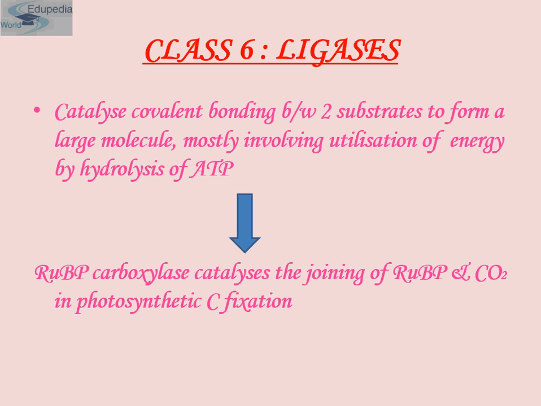Ribulose bisphosphate carboxylase, that is RuBP carboxylase or Rubisco, is the most abundant protein in the biosphere, as I have told you in the previous section of this chapter. So RuBP carboxylase catalyzes the joining of RuBP and carbon dioxide in photosynthetic carbon fixation. This is the example of ligases.